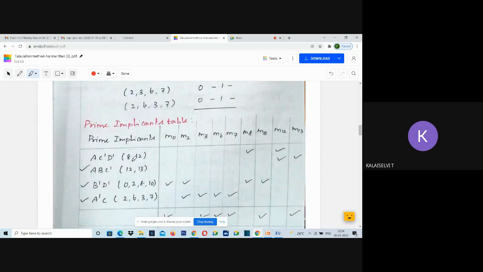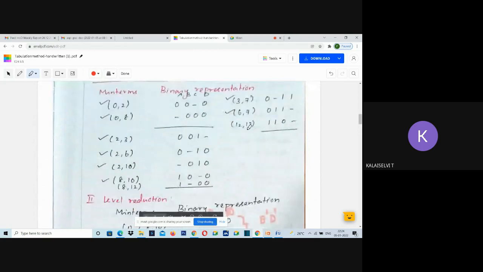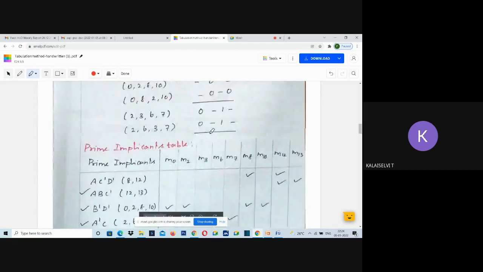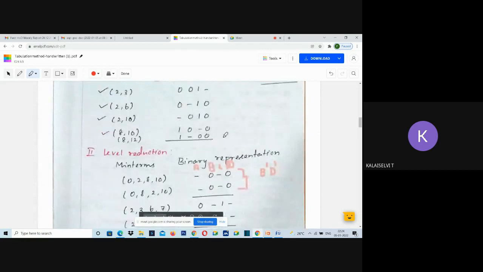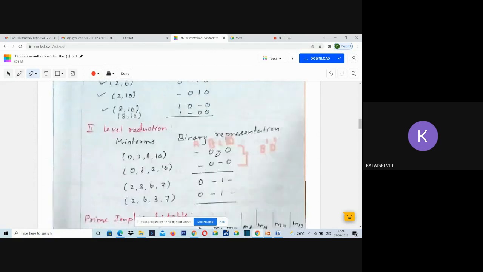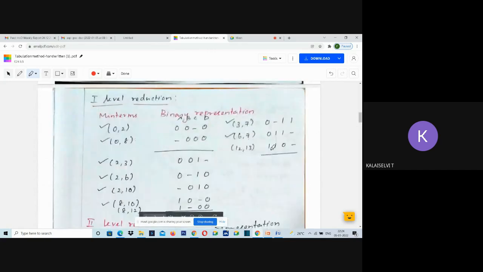Right? So what are we writing here? The terms which are not marked in the first level reduction have to be considered in the prime implicant table. Which terms are not marked here? 8 comma 12 and 12 comma 13. These are not marked, so they have to be considered in this prime implicant table. So 8 comma 12 and 12 comma 13 are considered. For 8 comma 12 we can write the term as A C dash D dash. See here, A C dash D dash is written, and for 12 comma 13 it is A B C dash.